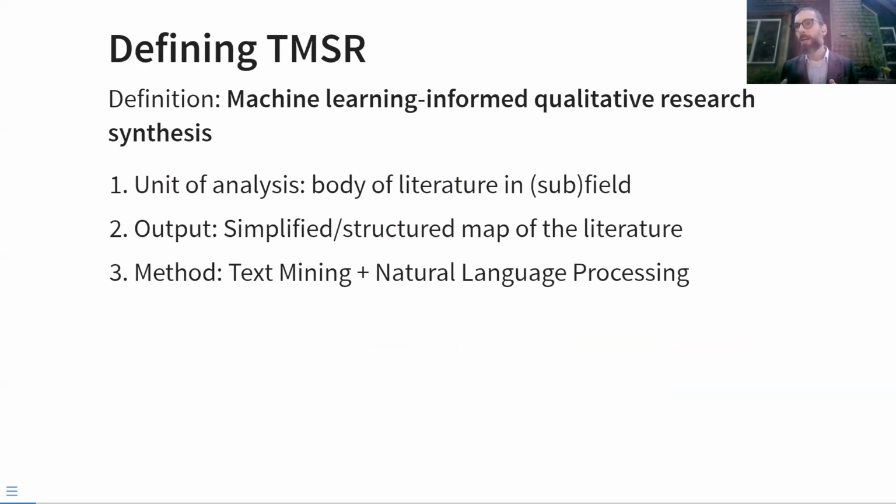So the idea here is to get a sense of what people are writing about in a field of the literature. So the unit of analysis is the comprehensive body of literature in a subfield of the literature. The output tends to be a simplified or structured map of that literature. And the methods that are used from the machine learning stable are text mining and natural language processing tools.